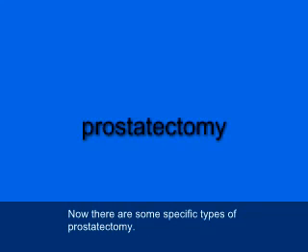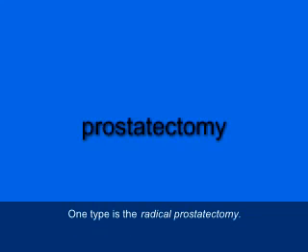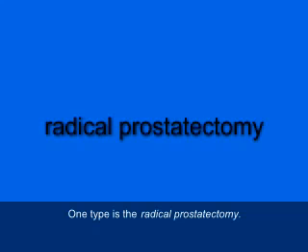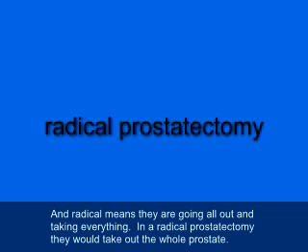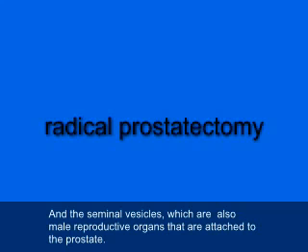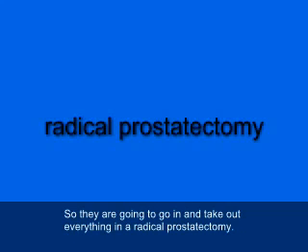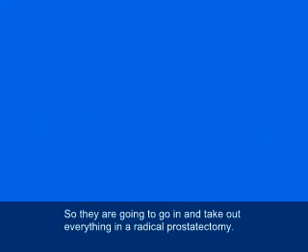Now, there are some specific types of prostatectomy. One type is the radical prostatectomy. Radical means they're going all out and taking everything. A radical prostatectomy, they would take out the whole prostate and the seminal vesicles, which are also male reproductive organs that are attached to the prostate. So they're going to go in and take out everything in a radical prostatectomy.